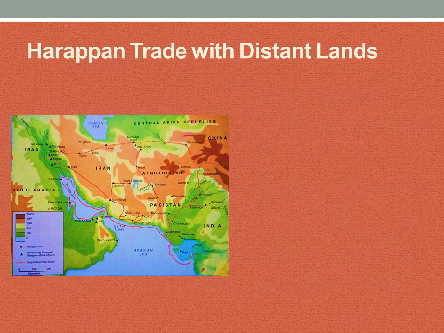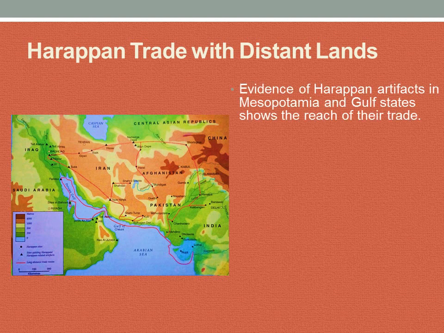Harappan trade with distant land. In this slide, we will focus on how Harappans interacted with the civilizations which were outside their geographical periphery. Evidence of Harappan artifacts are found in Mesopotamia and Gulf states, which shows the reach of their trade.